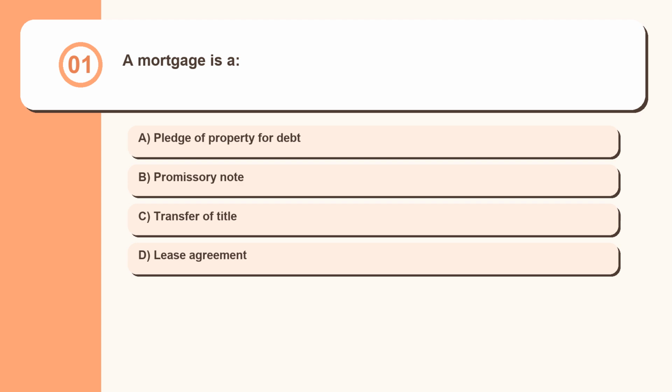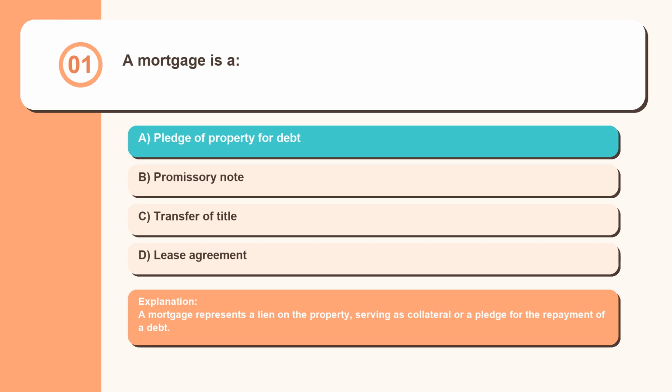Question 1. A mortgage is a pledge of property for debt, promissory note, transfer of title, lease agreement. A mortgage represents a lien on the property, serving as collateral or a pledge for the repayment of a debt.